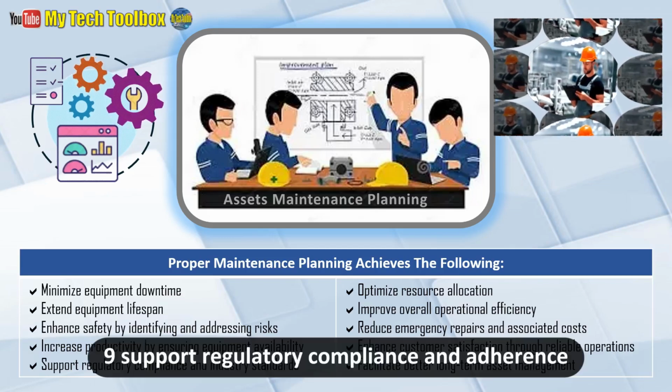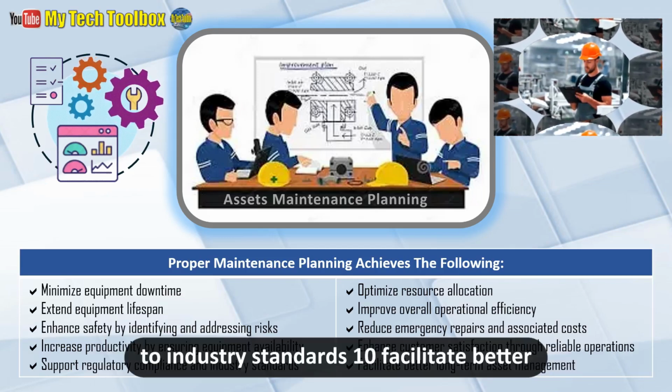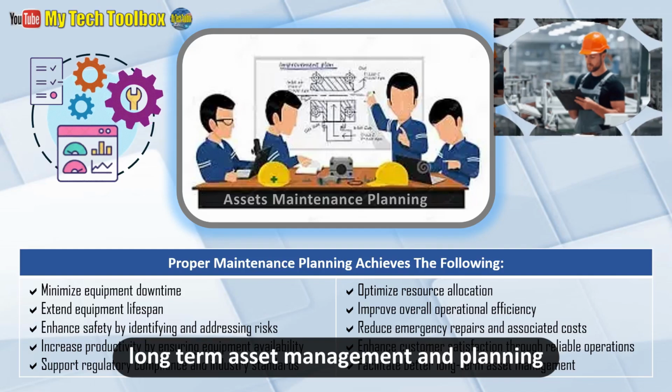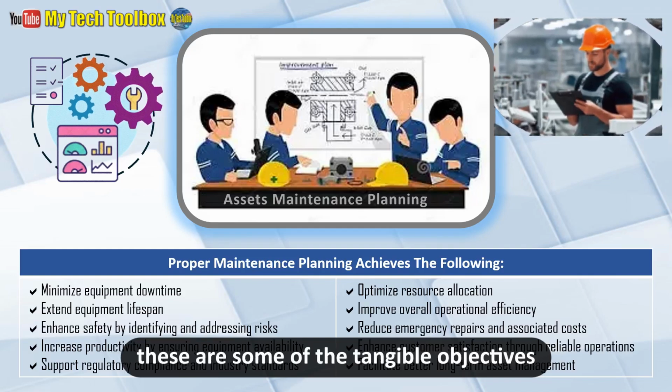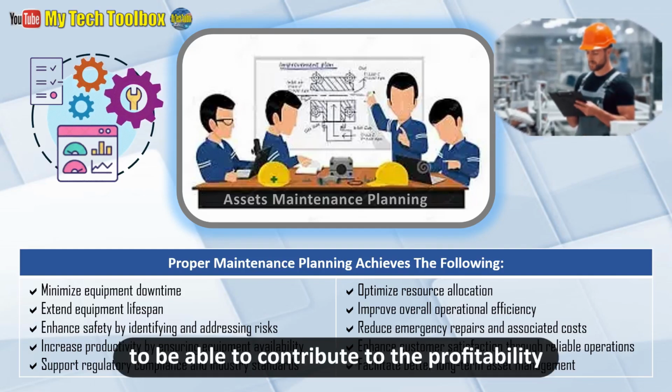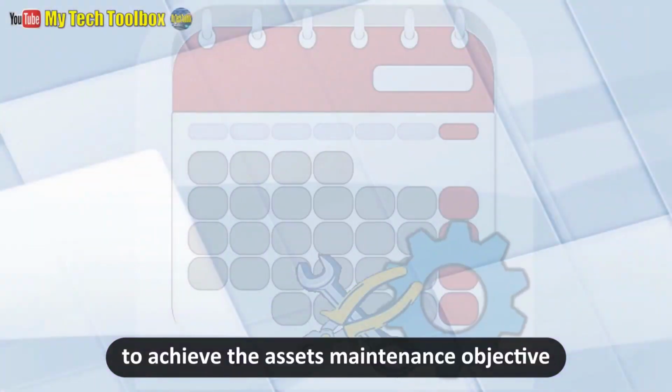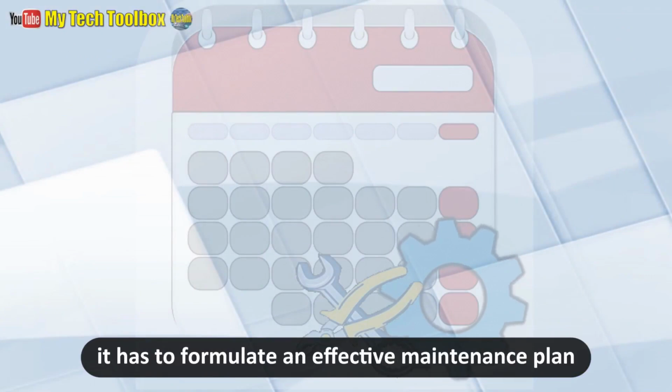9. Support regulatory compliance and adherence to industry standards. 10. Facilitate better long-term asset management and planning. These are some of the tangible objectives of maintenance to be able to contribute to the profitability of the company. To achieve the asset's maintenance objective, it has to formulate an effective maintenance plan.